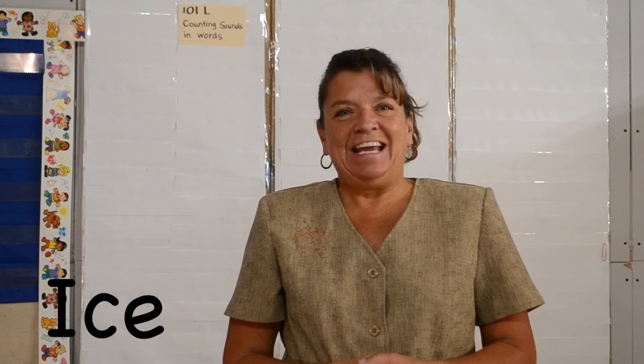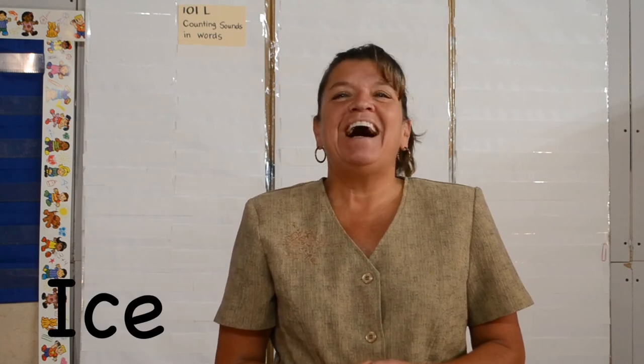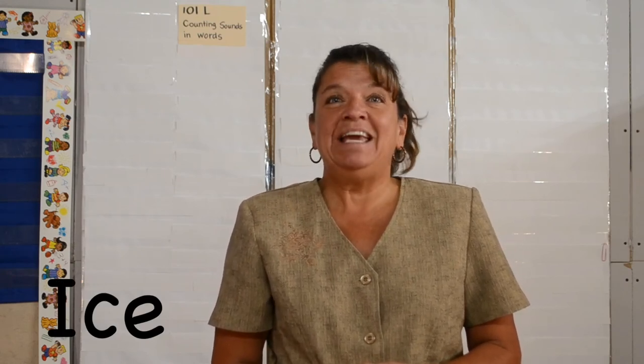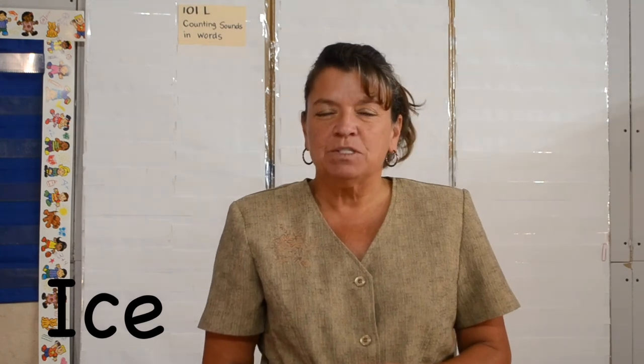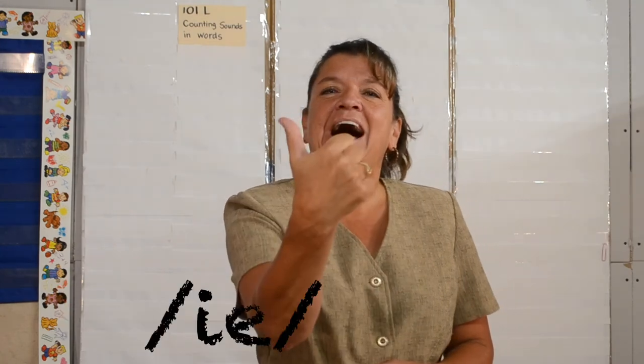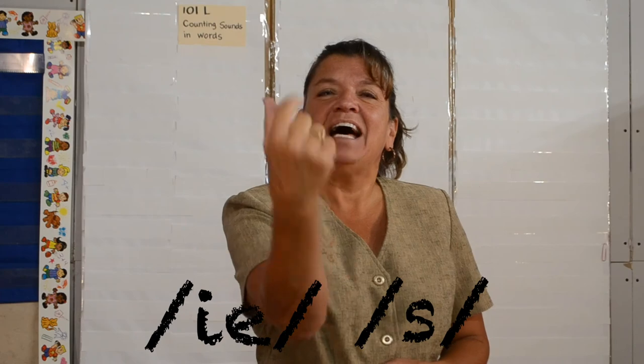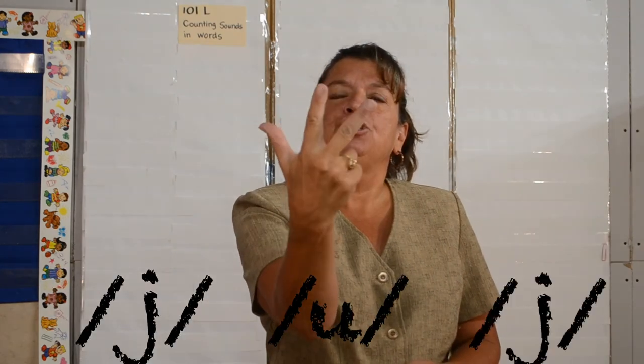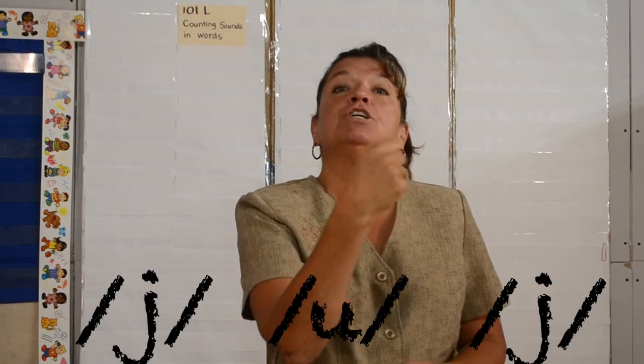The word is ice. What is the word? Ice. We hear these sounds in ice. I-s, ice. Ice has two sounds. The word is judge. What is the word? Judge. We hear these sounds in judge. J, a, j, judge. Judge has three sounds.